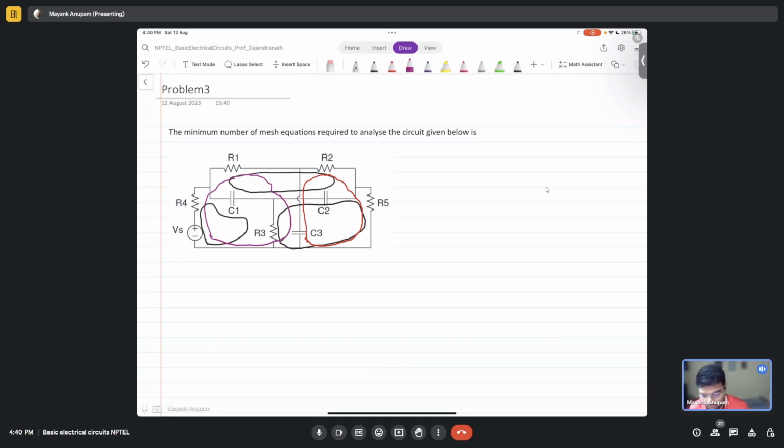How many loops can you draw given a circuit with n nodes and b branches? B minus n plus 1. You can draw this many loops given a circuit. So in this question you can find out how many loops you can draw. But tell me, how many of them will be independent?